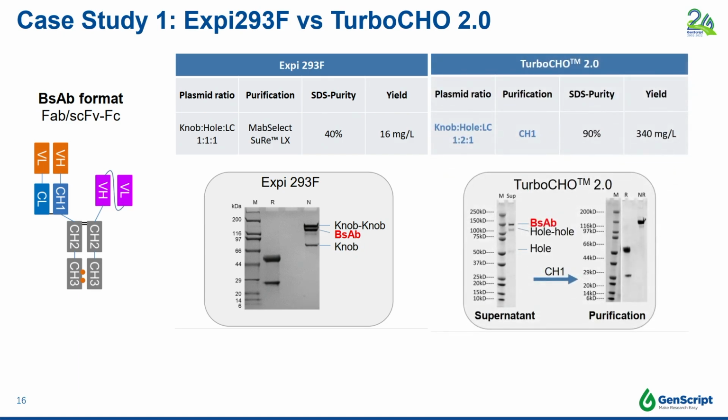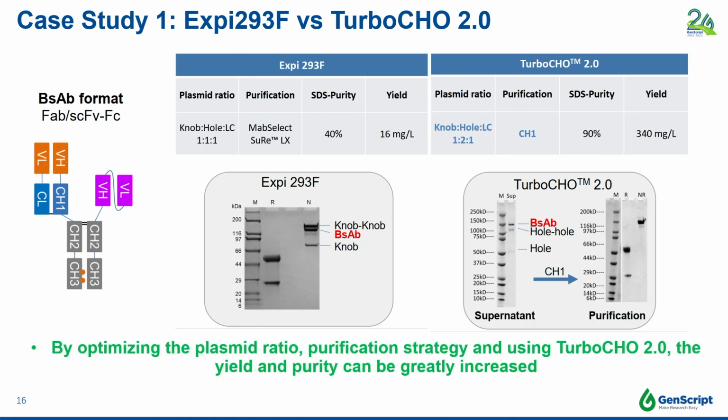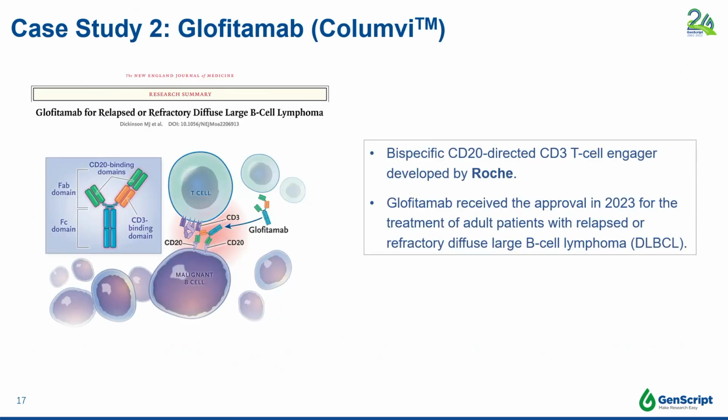So we then used our TurboCHO platform, and we also tweaked the plasmid ratio, so we have a 1 to 2 to 1 ratio, and then we also modified the purification strategy. We were able to obtain a purity of over 90% and a hugely improved yield. So it just goes to show that by optimizing the plasmid ratio, purification strategy, and using our proprietary cell line, we can greatly improve the yield and purity of the final product.